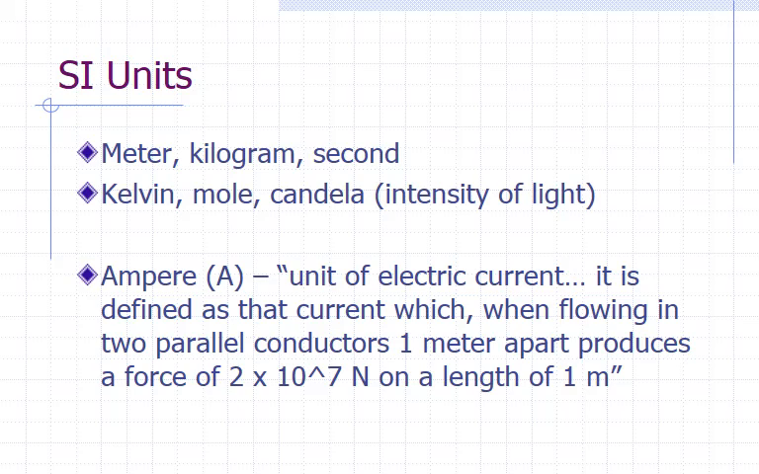And the amp, it turns out, the ampere, is the unit of electric current. It's defined as that current which, when flowing in two parallel conductors 1 meter apart, produces a force of 2 times 10 to the negative 7th newtons on a length of 1 meter. Now, why in the world did they establish the ampere this way?